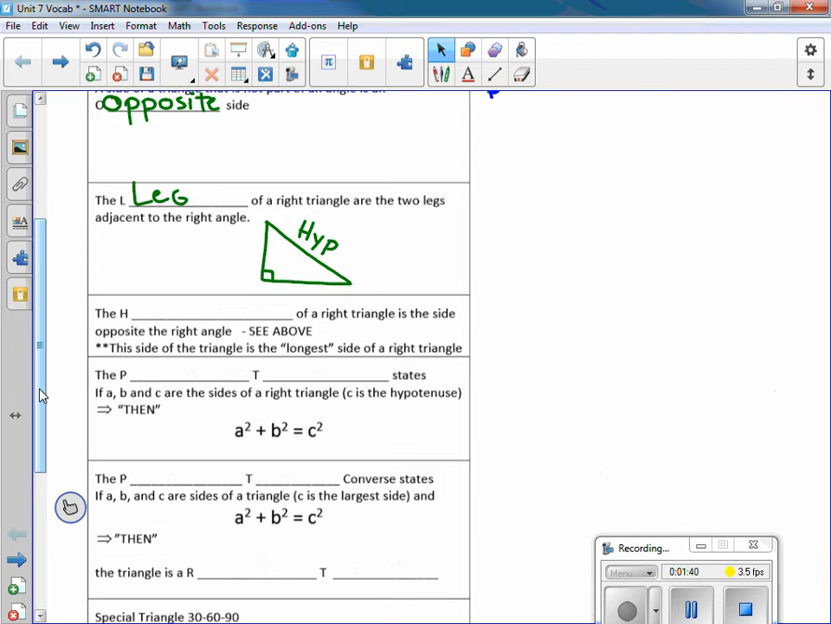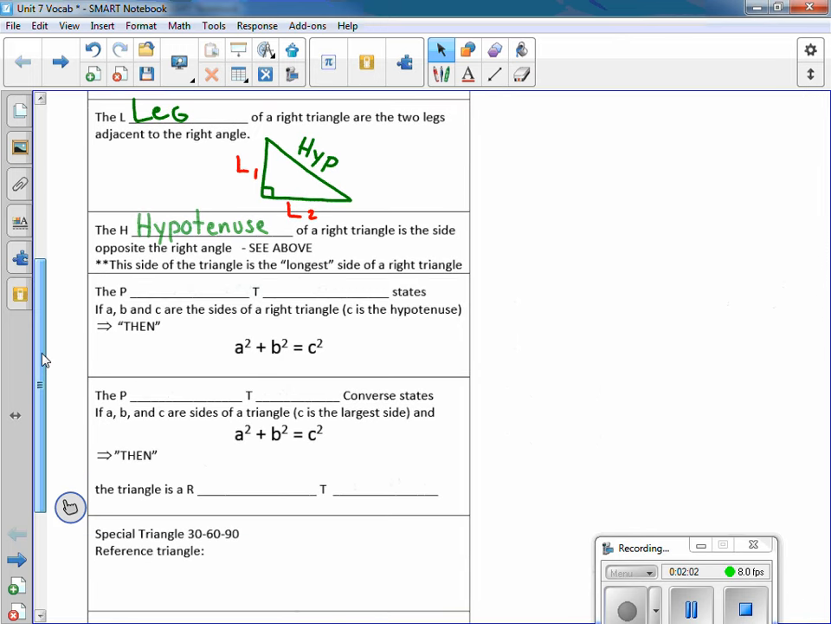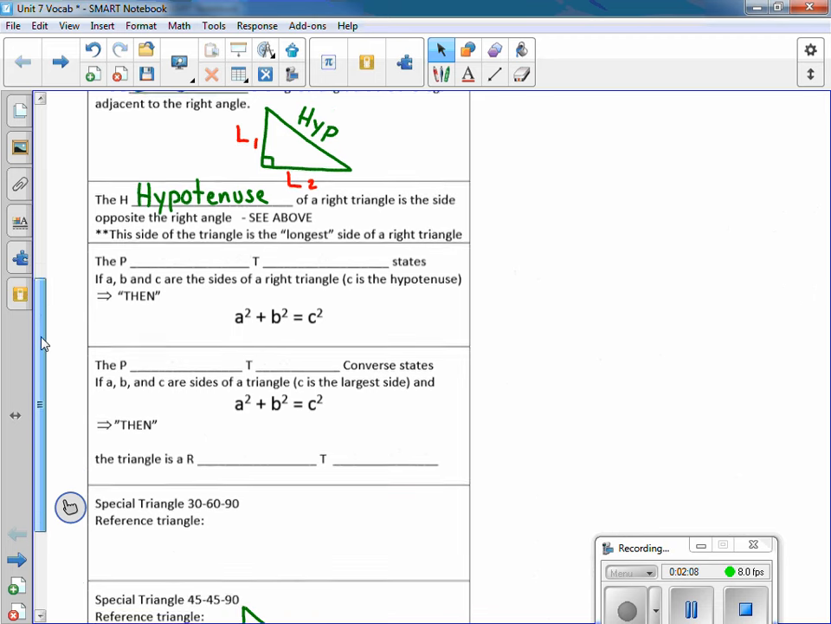All right, the next one is the legs of a right triangle, and it's plural. The legs of a right triangle are two legs adjacent to the right angle. So we just talked about what adjacent is. So looking at the right angle, you should recognize that these are the two legs here. Leg 1 and leg 2. It doesn't matter which one is which. Next one, the hypotenuse. Okay, the hypotenuse of a right triangle is the side opposite the right angle. See above, okay? All right, let's keep on moving.